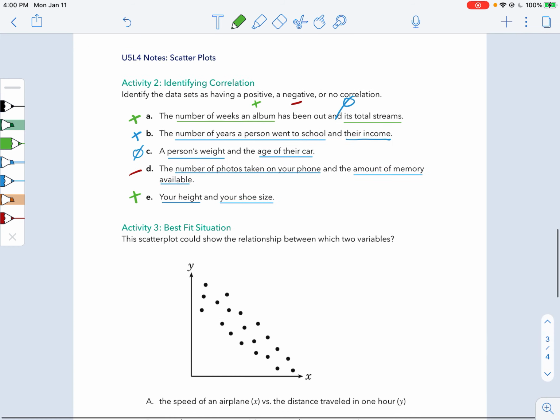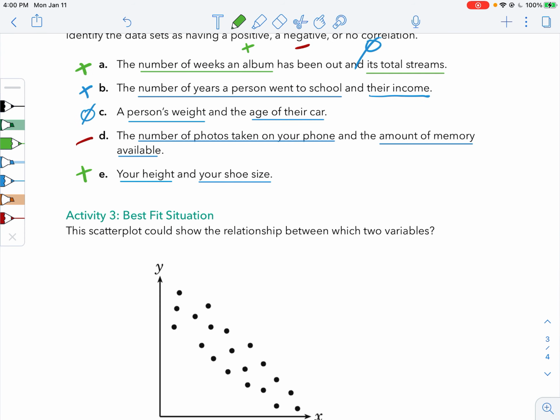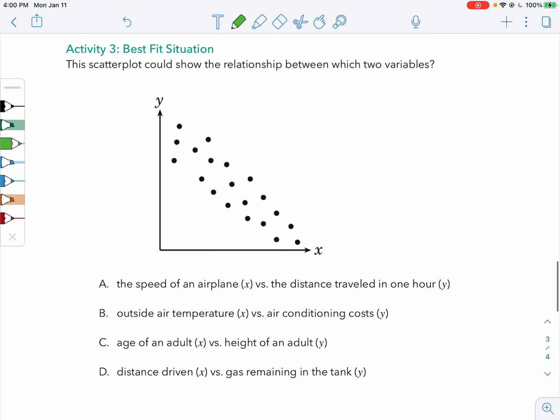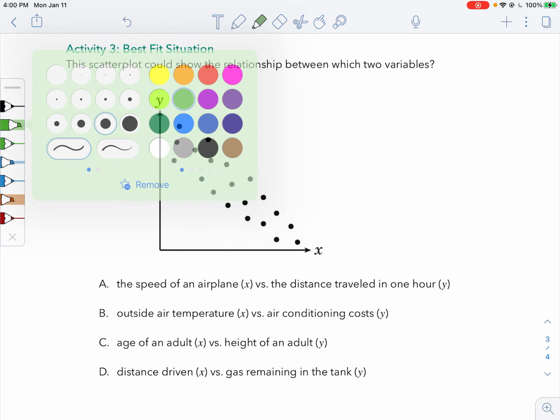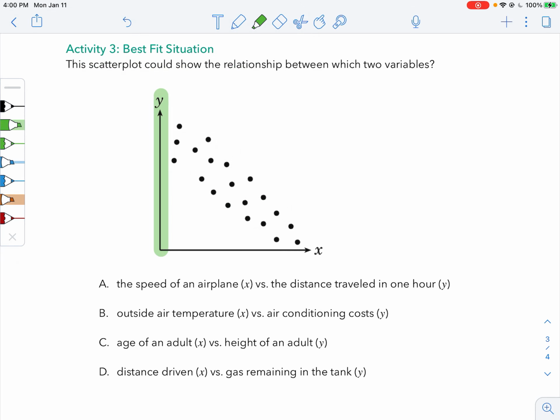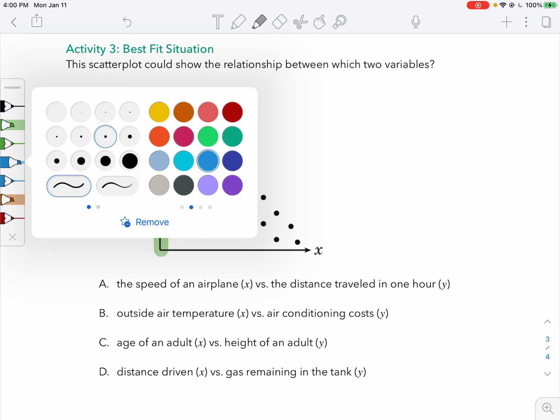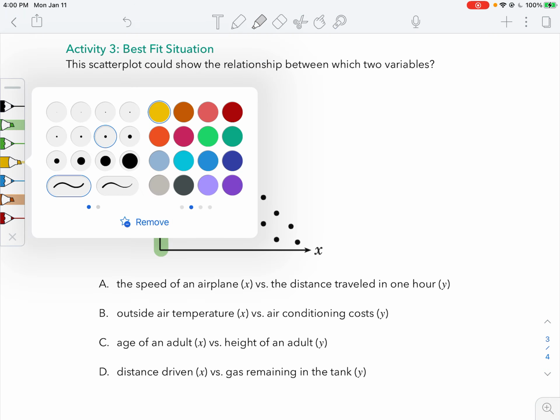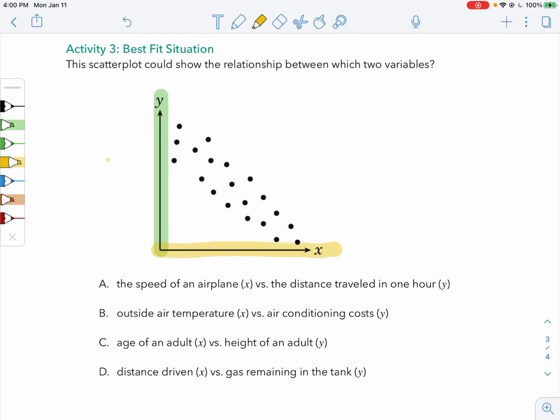Okay. Now let's look at this situation right here, and then we'll call it a day. So it says this scatter plot could show the relationship between which two variables? Well, first let's look at the variables that we're talking about. We know that on one side we are looking at y, and on another side we are looking at x.